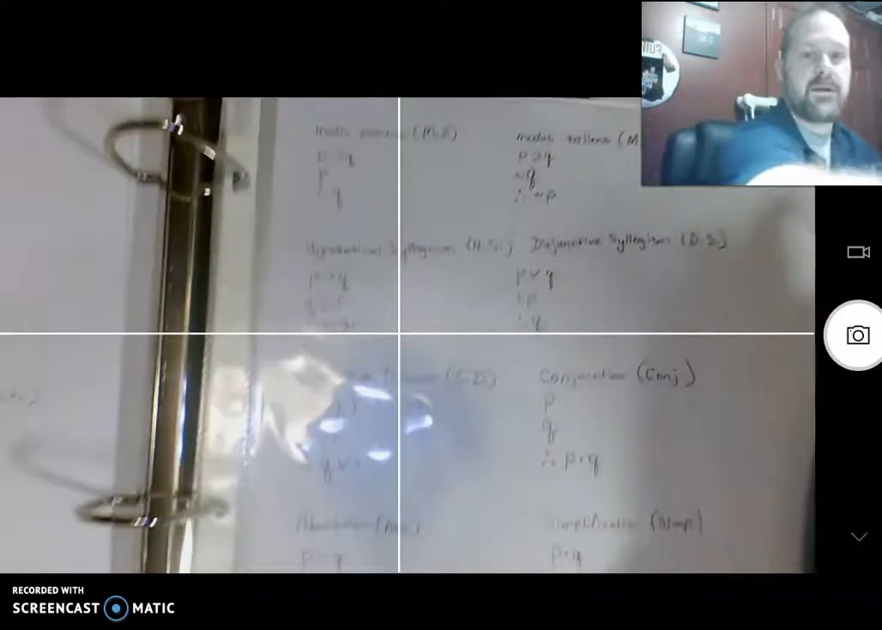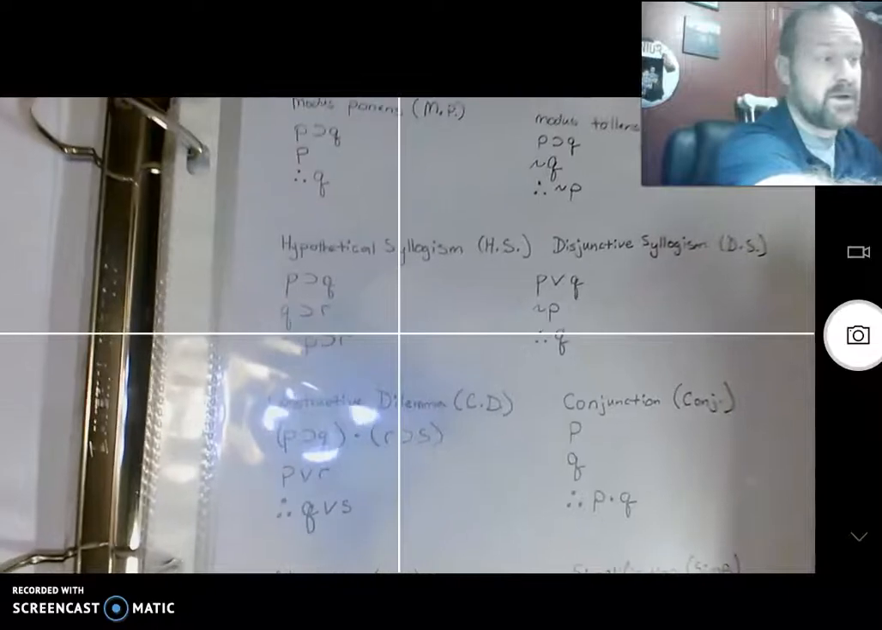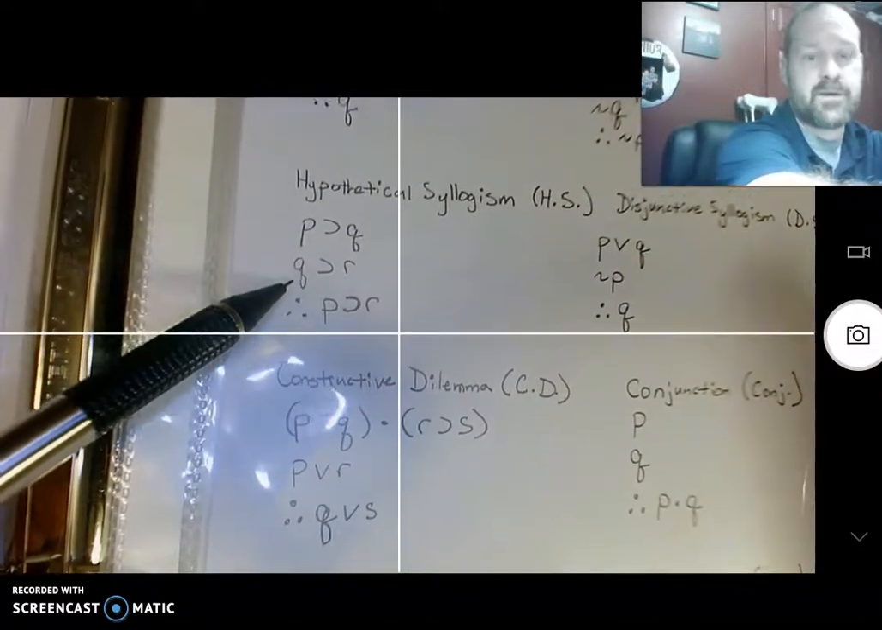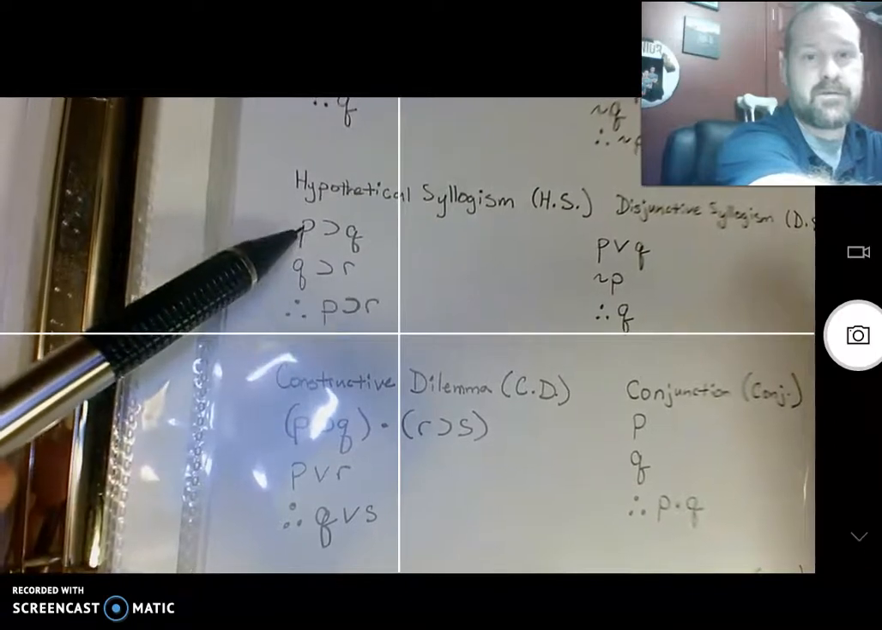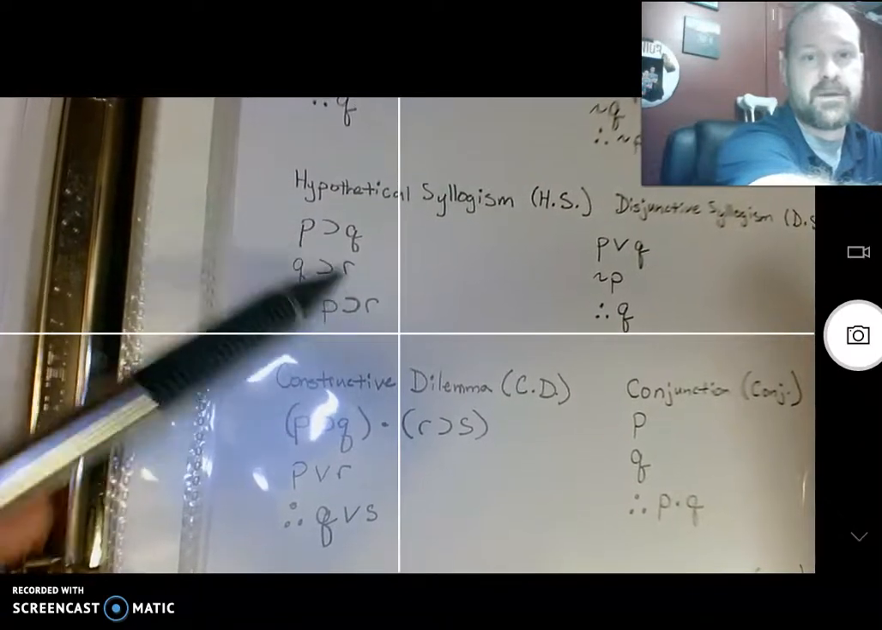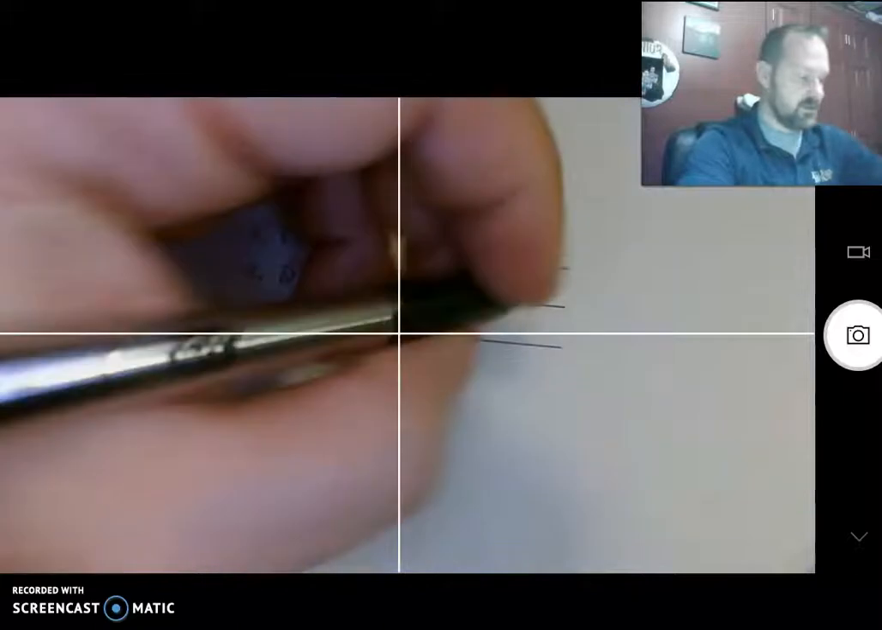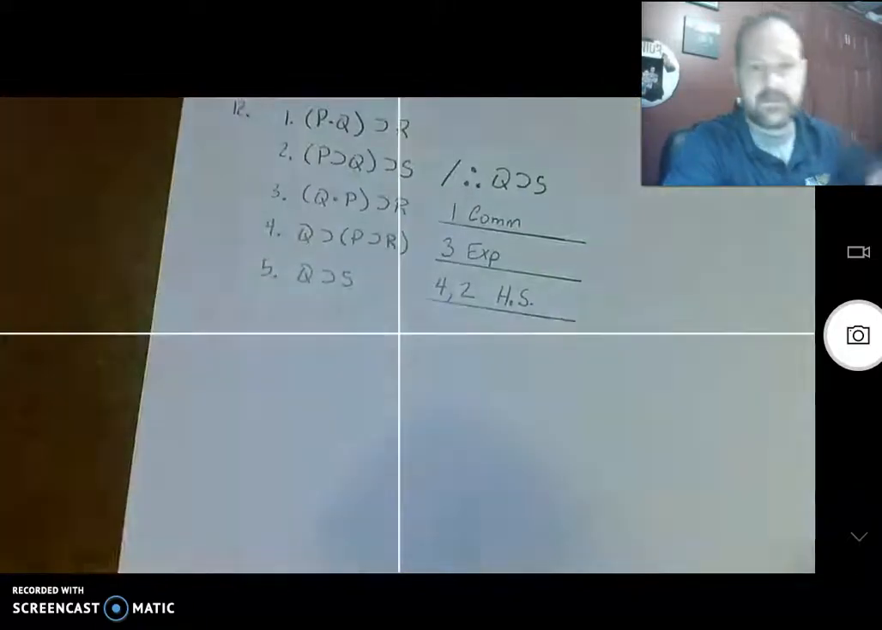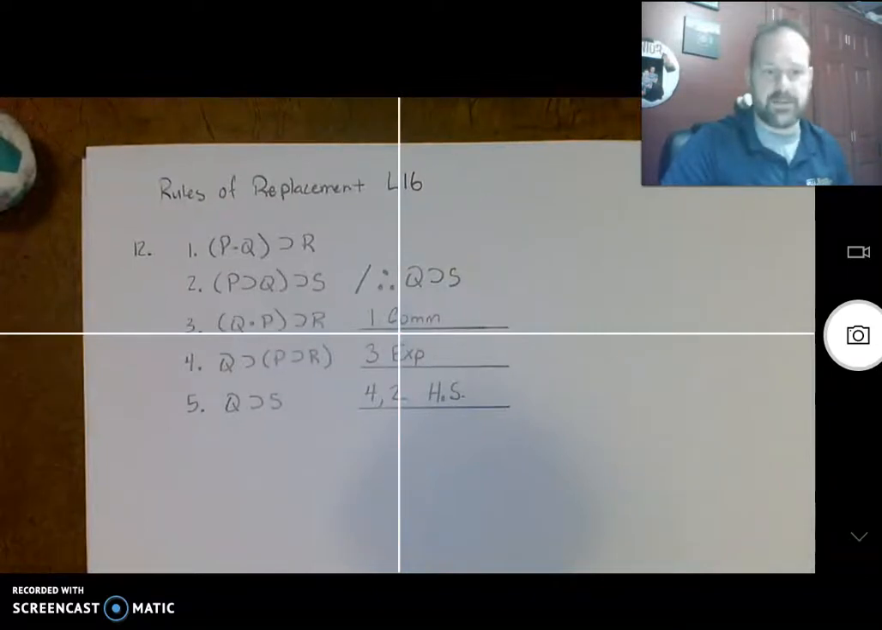Okay? Let me go back to hypothetical syllogism. P implies Q, Q implies R, therefore P implies R. Okay? That's what we just did. So that's going to be HS. Okay? Alright, let me set up the next one.